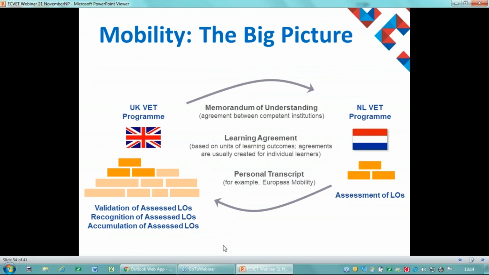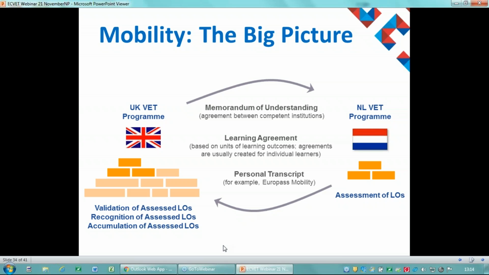So Phil introduced this visual a little bit earlier on in the webinar, looking at the big picture of learners from the UK travelling abroad, and some of those learning outcomes being identified and being recognised during the overseas mobility. So what we've now put in the middle of that visual is some of those ECVET principles and documents that will help put some structure to that mobility, really.